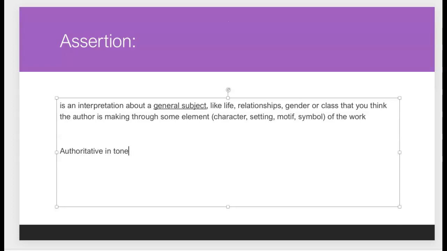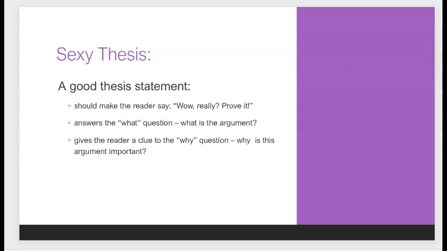So a sexy thesis statement should make the reader say, wow, really? Prove it. It answers the what question: what is the argument? And it gives the reader a clue to the why question. Why is this argument important? Why is this message important? Why does it matter? So it answers that so what question.